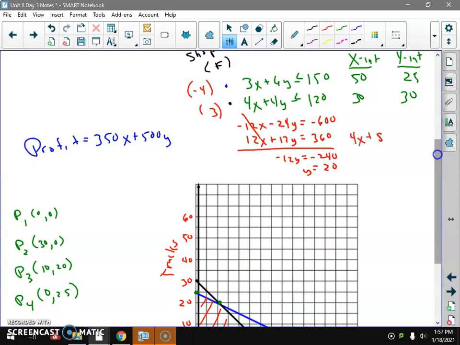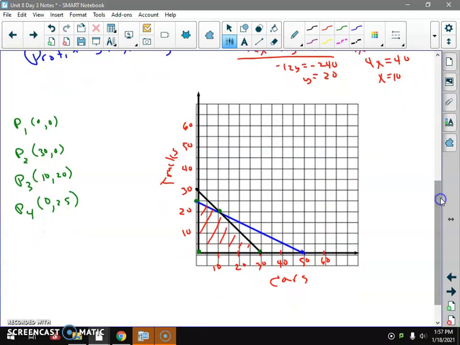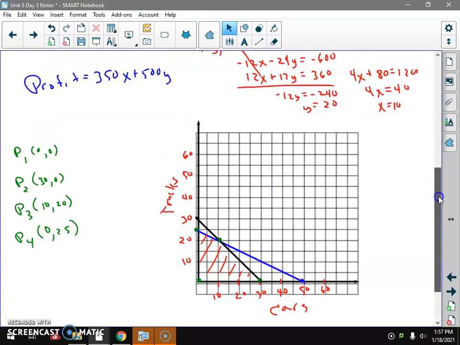Plug it back into this one. 4x plus 80 equals 120. 4x equals 40. X equals 10. How did I do? 10, 20. Was my graph pretty accurate? Yes, it was. But I verified that, especially when the scale is large and it doesn't meet on a nice, easy intercept.